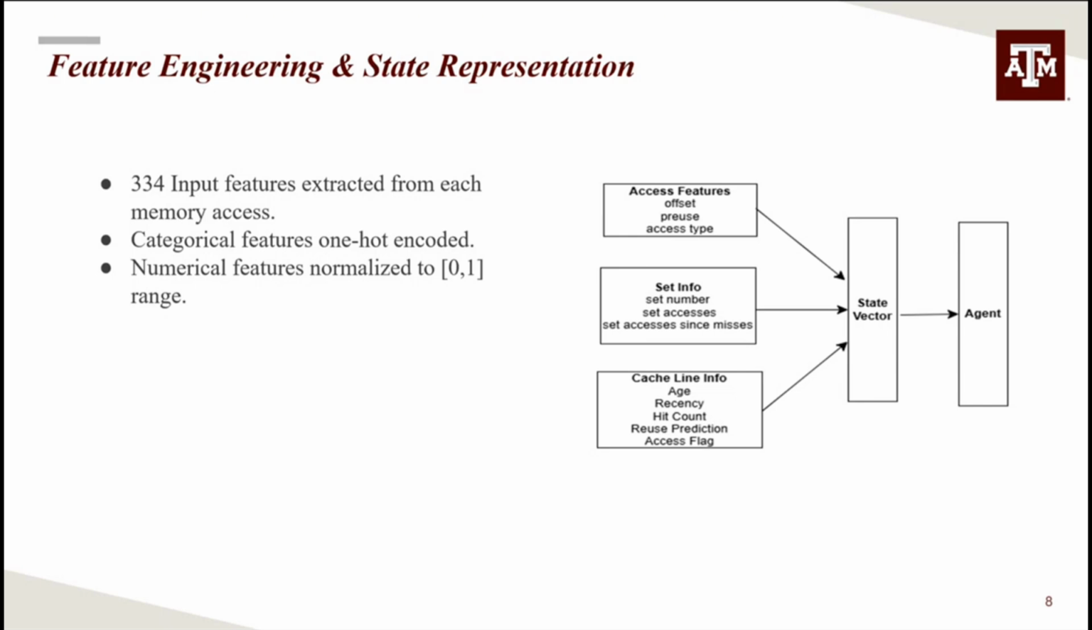And second is the set level information, like metadata such as the number of accesses since the last miss, giving a sense of local history. Finally, the cache line specific features include line age, hit counters, and reuse prediction flags. The numerical features are normalized between 0 and 1 to ensure consistency and effective learning. This high dimensional input allows the agent to identify subtle patterns and correlations in access behaviors that traditional policies simply overlook. By feeding this detailed state into the agent, we empower it to make more context-aware eviction decisions, which improves overall cache performance.